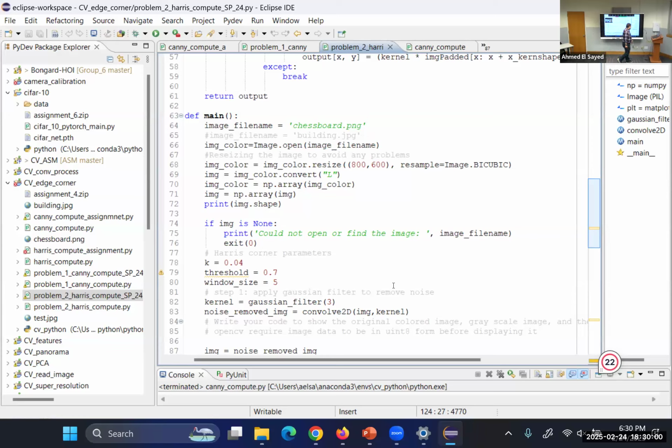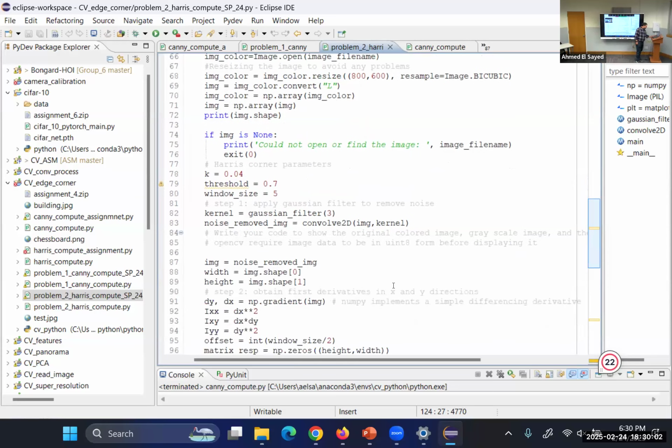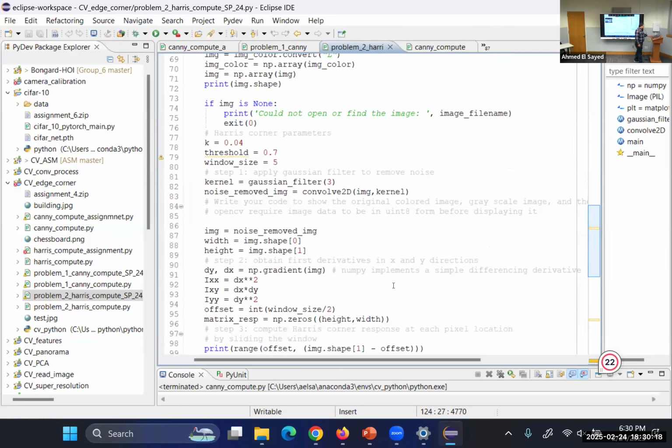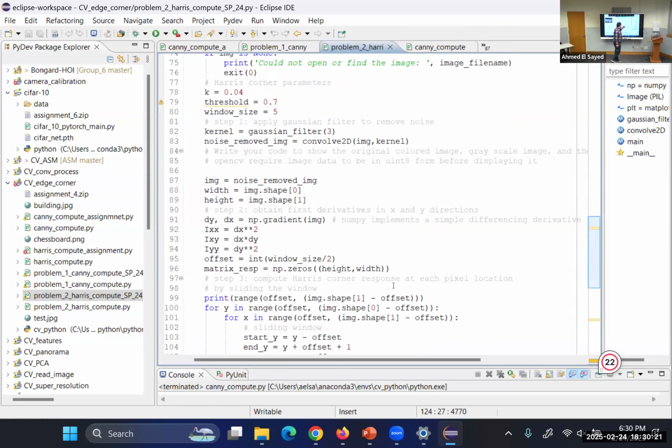Based on that, first step, again, applying the Gaussian filter. First step in the whole process. Why? Again, for removing the noise. Noise removal is standard right now. After that, I have to calculate the gradient, the derivative in the x direction and in the y direction. Again, how will we do that? Exactly, using the Sobel filters.